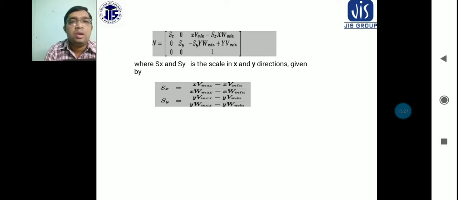This is how the value of Sx is calculated, and in the same way the x-direction scale value is found and put into the normalization transformation. Sy equals yv max minus yv min, divided by yw max minus yw min, and that is how the Sy value is calculated. Then you put Sx, Sy and xv min into the normalization matrix, and these values are calculated here.